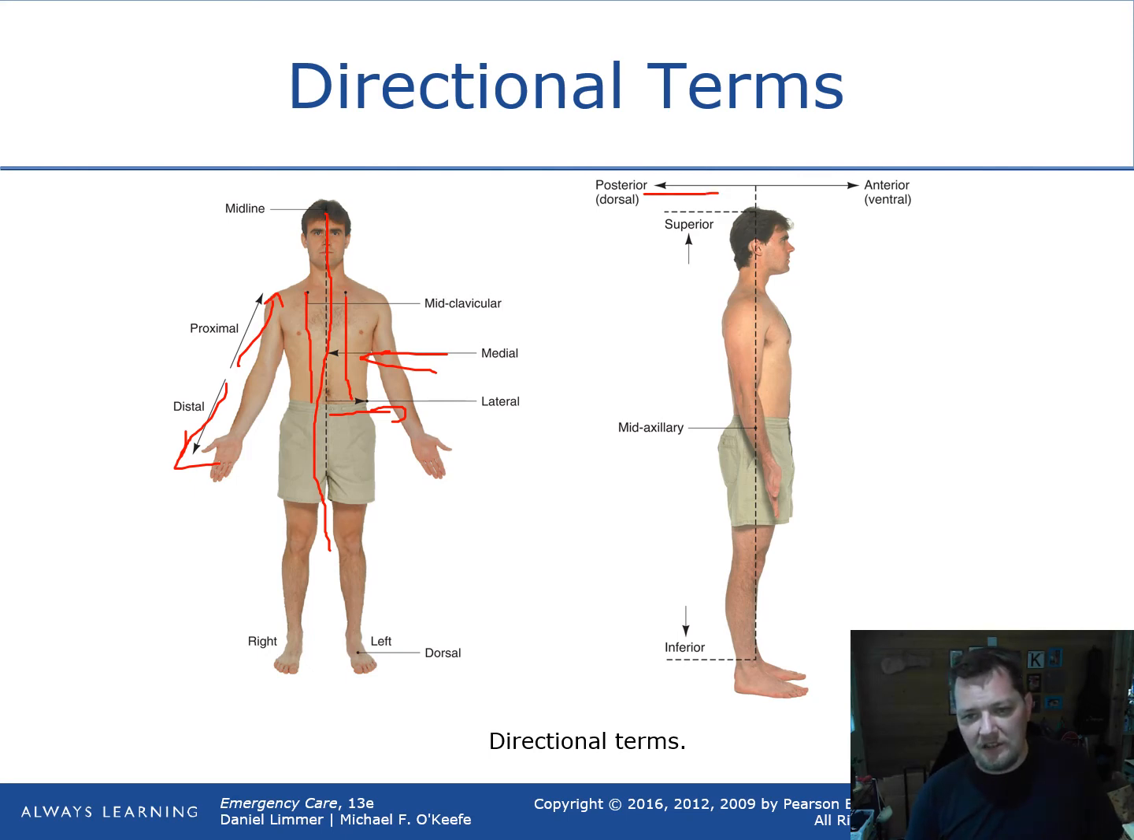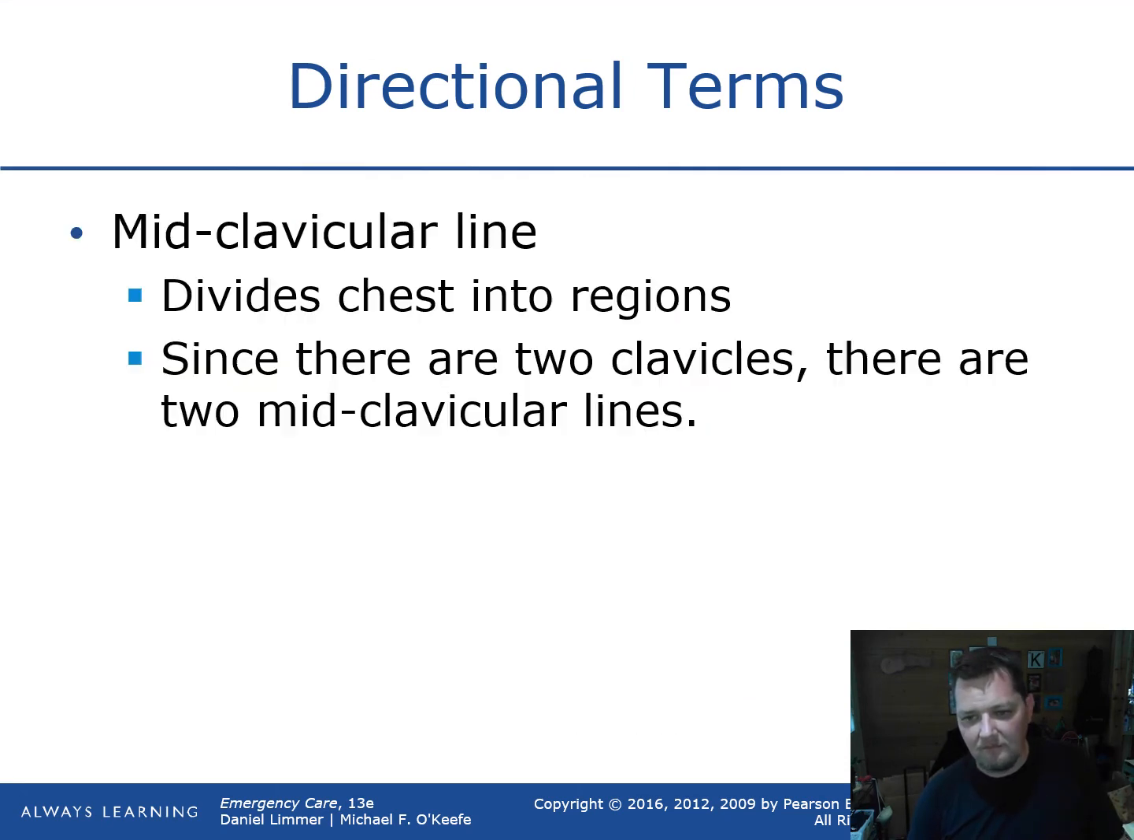So posterior is the back, anterior is the front. Remember, we've got this imaginary line that goes across here too. Superior is above, inferior is below. And then you've got this mid-axillary line that goes all the way down. That mid-clavicular line divides the chest into regions. Since there are two clavicles, there are two mid-clavicular lines.